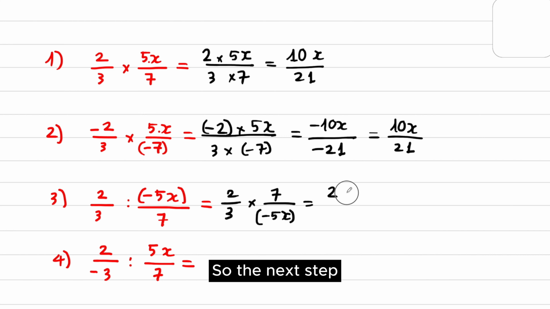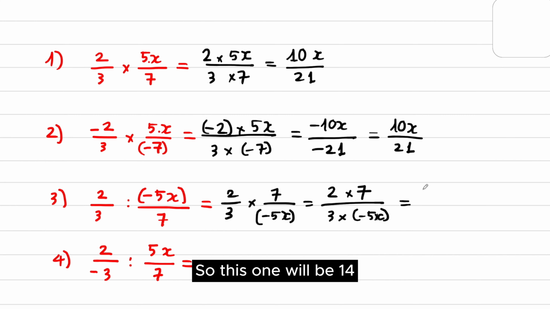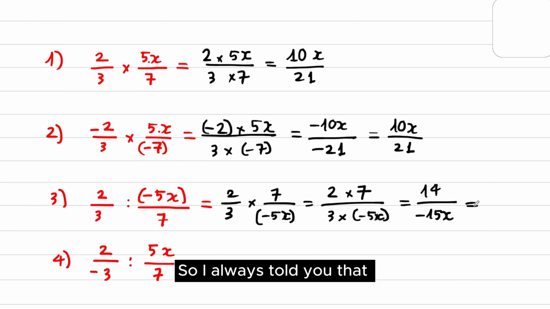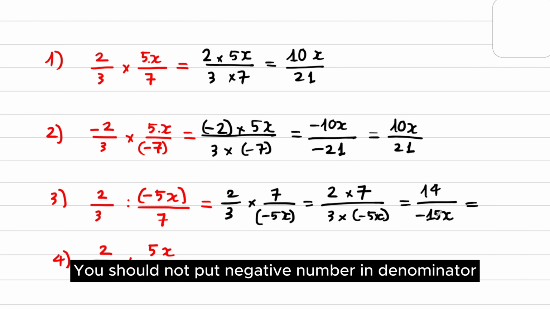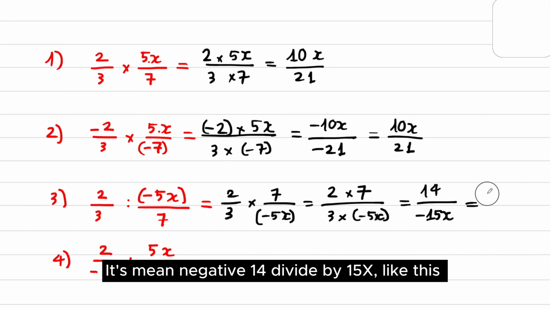Okay, so the next step: 2 times 7 and 3 times minus 5x. So this one will be 14 and the denominator is minus 15x. I always told you that you should not put a negative number in the denominator. So I will move the negative sign here, which means negative 14 divided by 15x, like this.